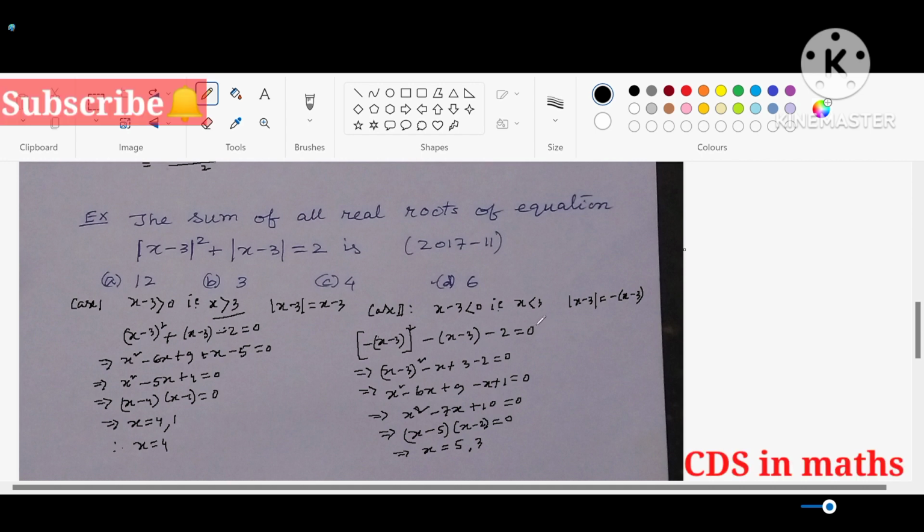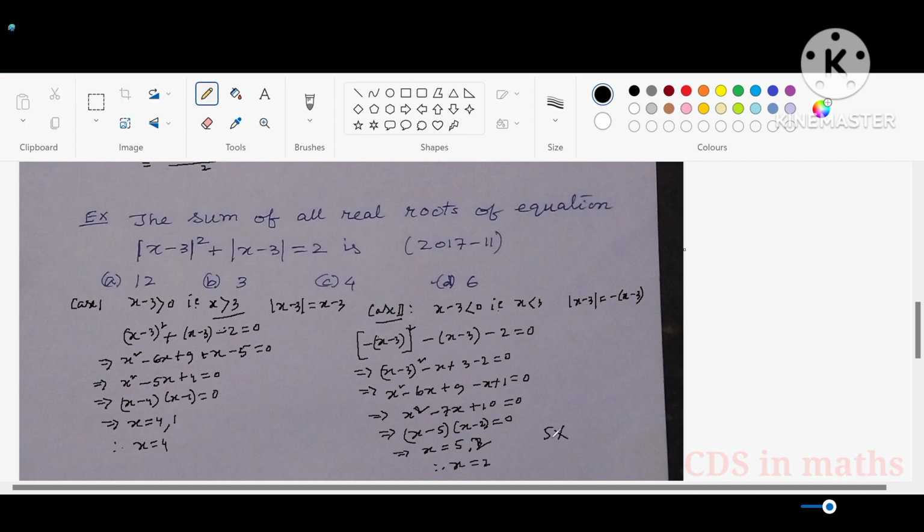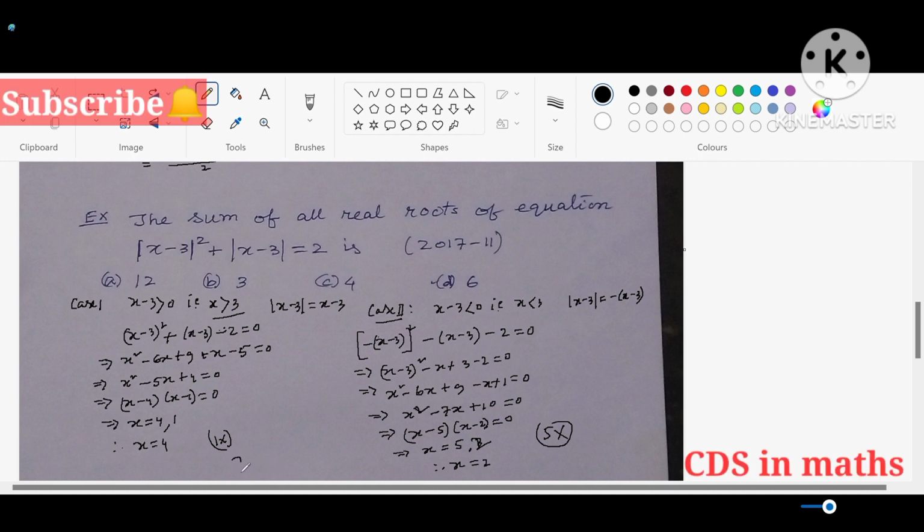Now again be careful, here x is less than 3, case 2. We are discussing the question case-wise. x less than 3: 5 is not less than 3. x minus 3 less than 0 means x less than 3. So one value is coming 5, another value is coming 2. So the value of x is 2. 5 we have to cancel from here, and 1 we have to cancel from the earlier case. So ultimately we have only two values of x. The values are 4 and 2.